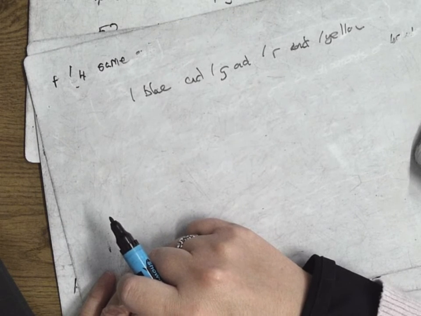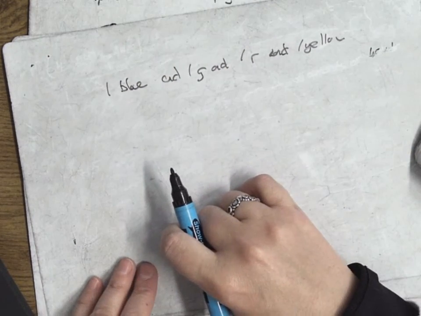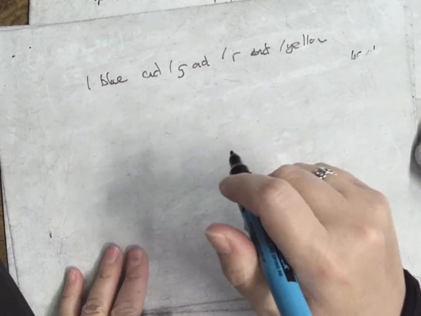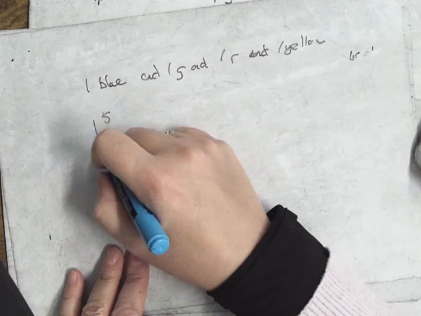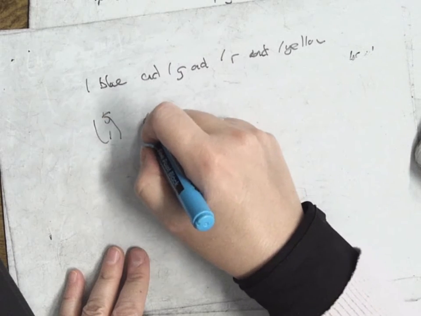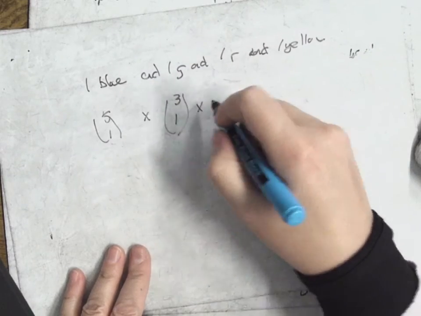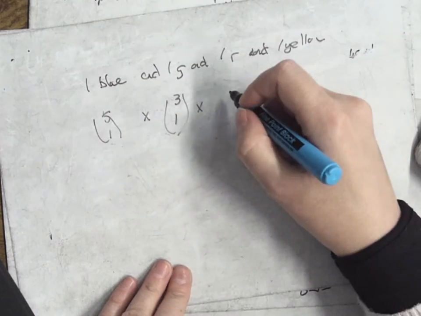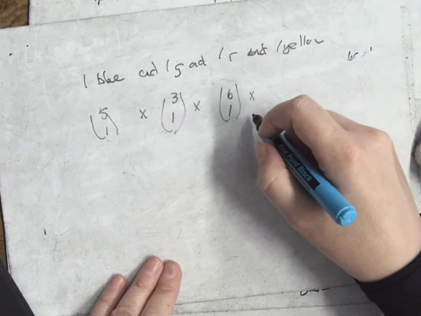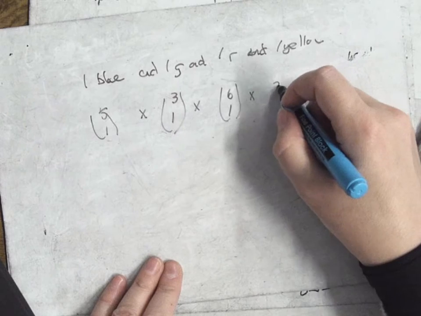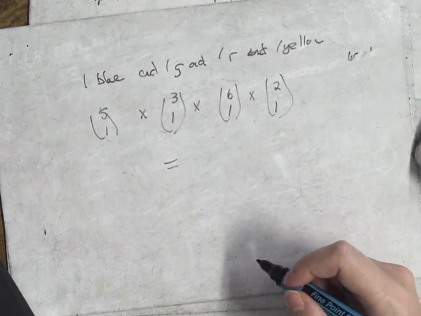Anyone need me to finish that, or do any part? Right, okay, so there's 5 blue and you want to choose one of them. And means you multiply. There's 3 green and you want to choose one of them. And means you multiply. There's 6 red and you want to choose one of them. And means you multiply. And there's 2 yellow and you want to choose one of them. So that's how many different ways you can pick them. So you work all that out, right?